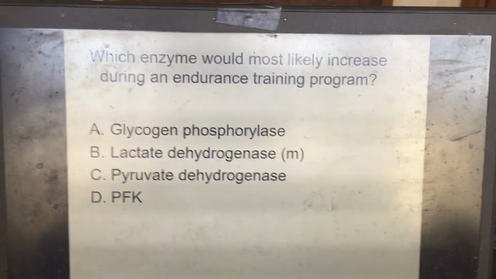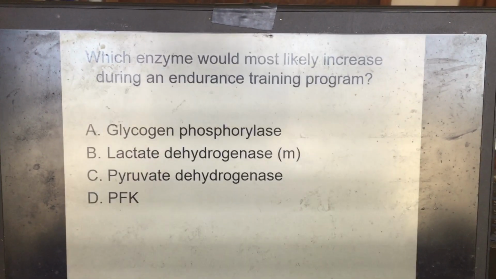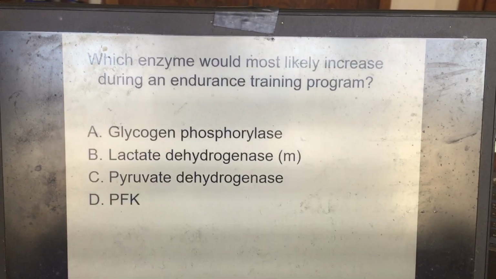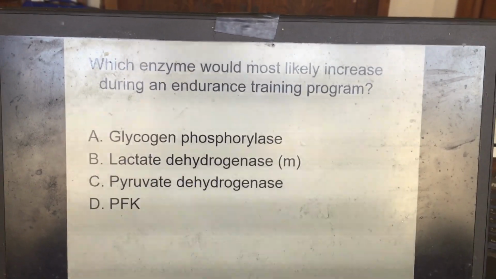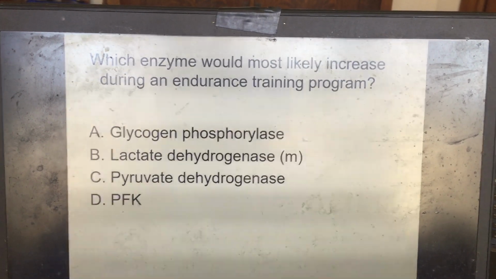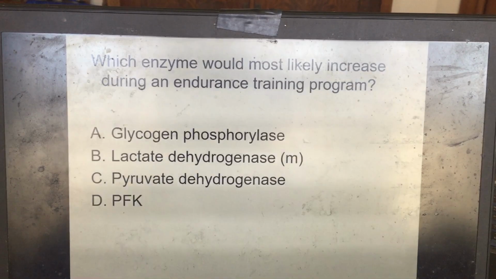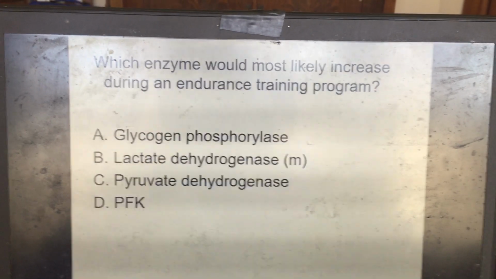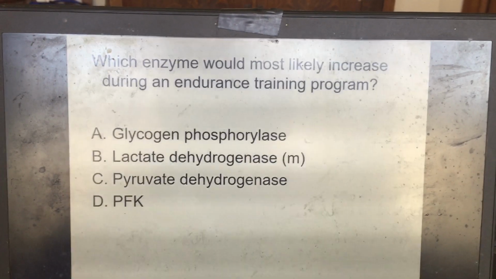Next question here, which enzyme would most likely increase during an endurance training program? So your best option here would be answer C, pyruvate dehydrogenase, and that's the best option because it's the only mitochondrial enzyme in this list. And it's your mitochondrial enzymes that will increase with endurance training.